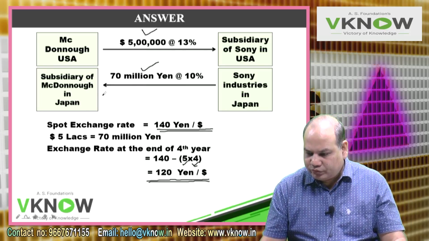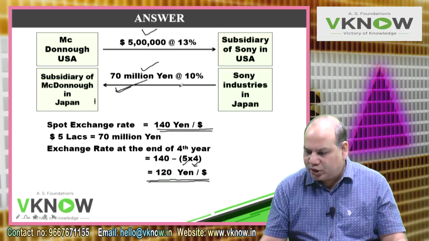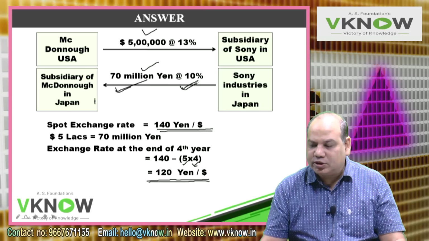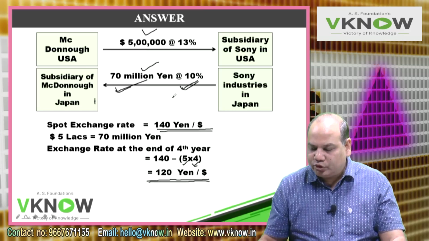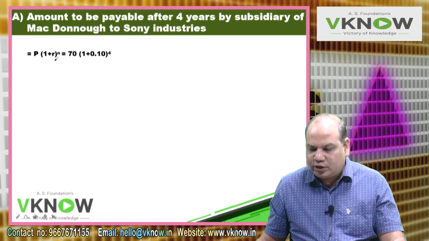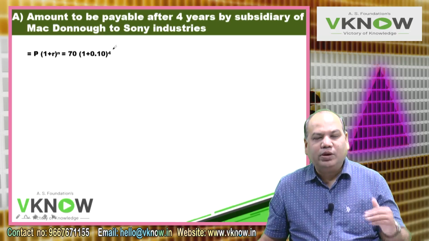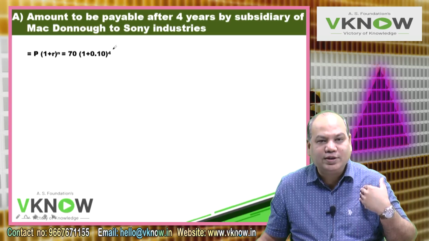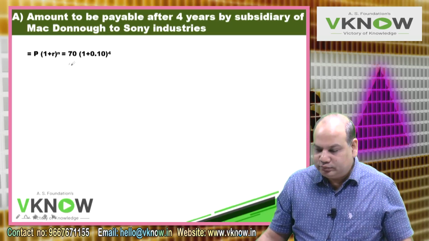This US company has to pay 70 million yen plus interest at the rate of 10% per annum compounded annually to Sony after 4 years. So first I'll find out the amount payable in yen, because the original loan is in yen. Payment will also be made in yen, but we are only finding out its equivalent amount in dollar.